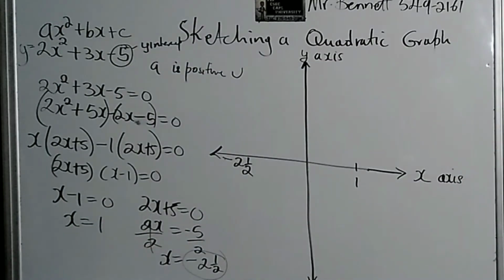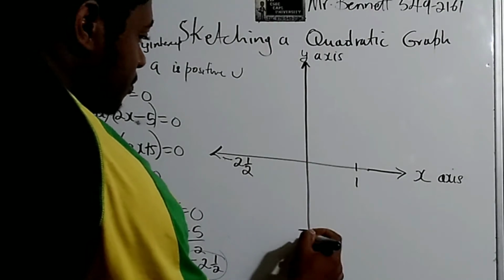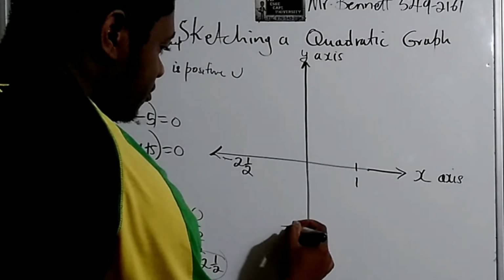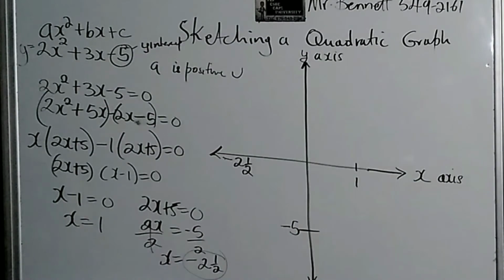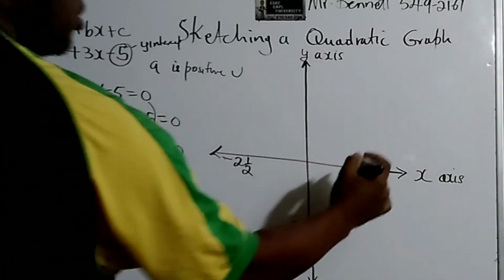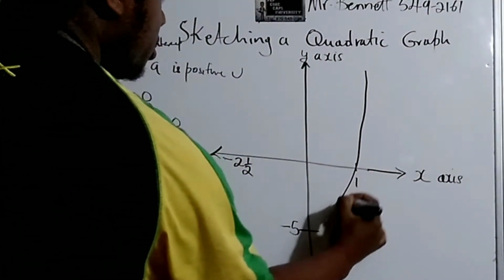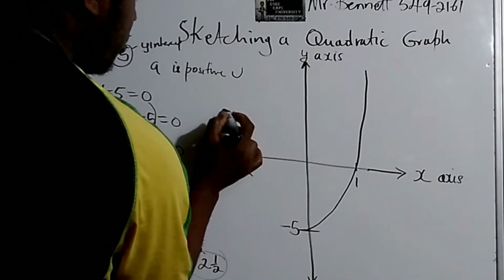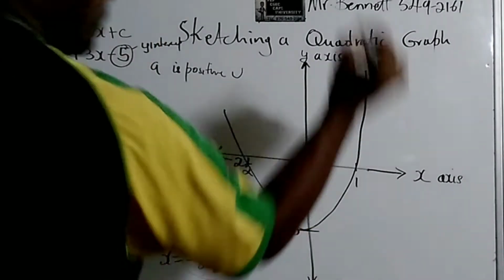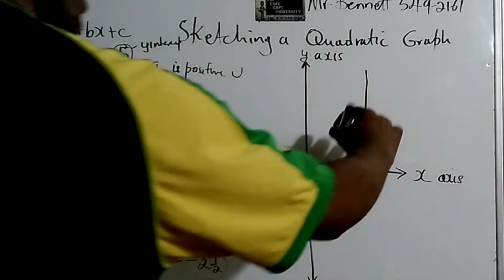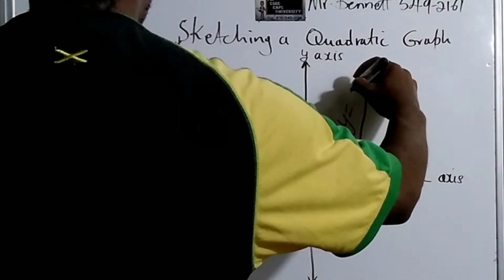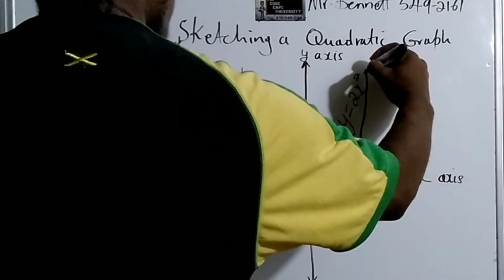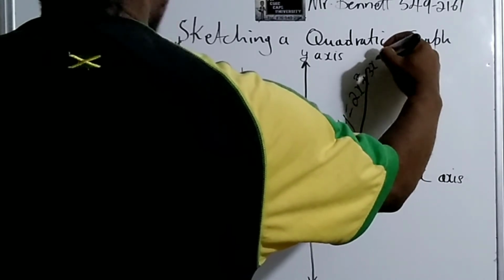So now we have all the information. We know that the y-intercept is negative 5. So we can just come down here and call this point negative 5. And basically we finish. And we know that the graph turns up, so we can just sketch it. Make it look realistic, guys, a little curve. So this is how you sketch a graph. And you label your graph y is equal to 2x squared plus 3x minus 5.